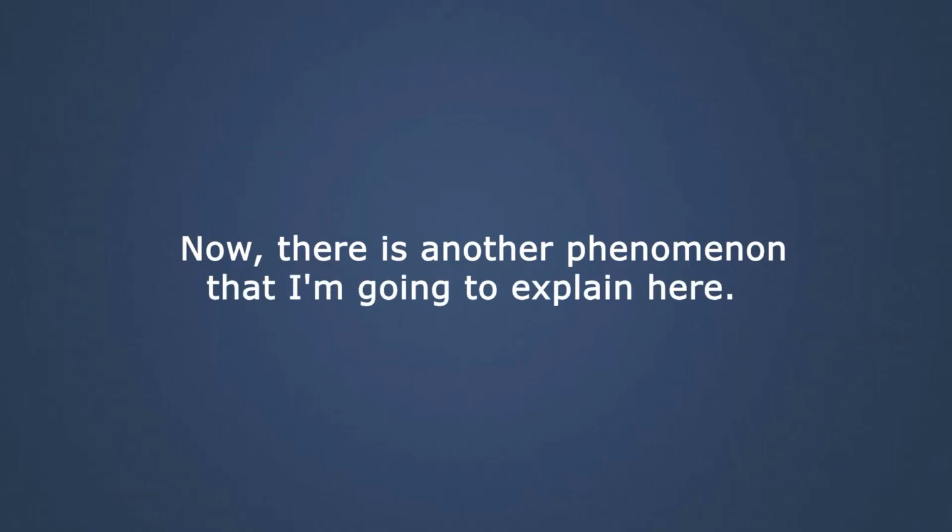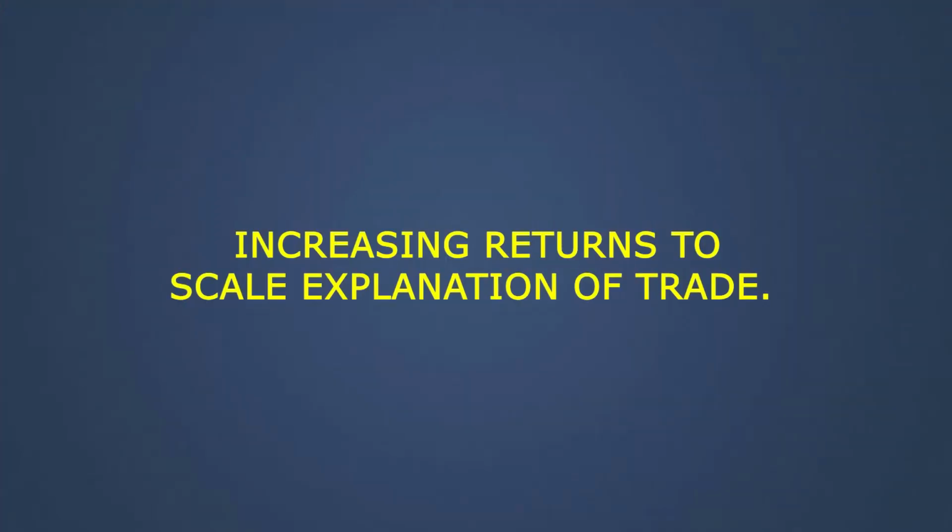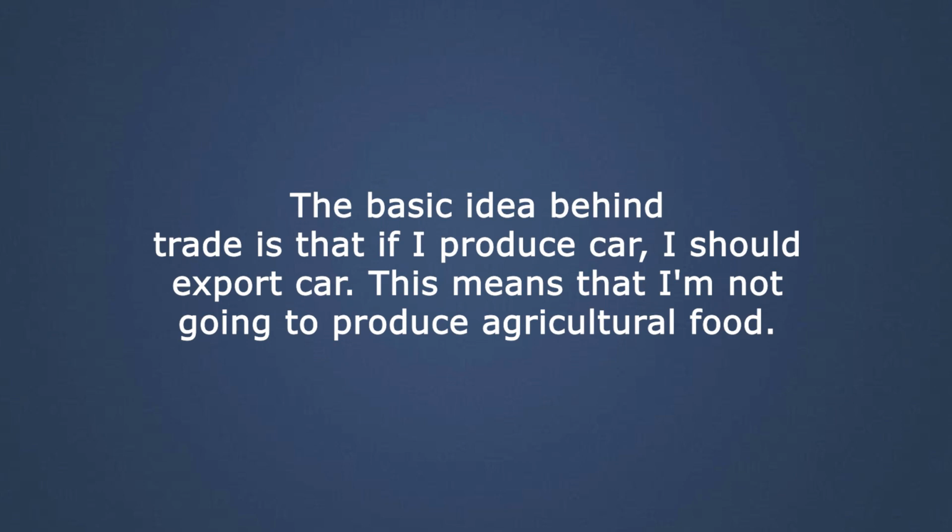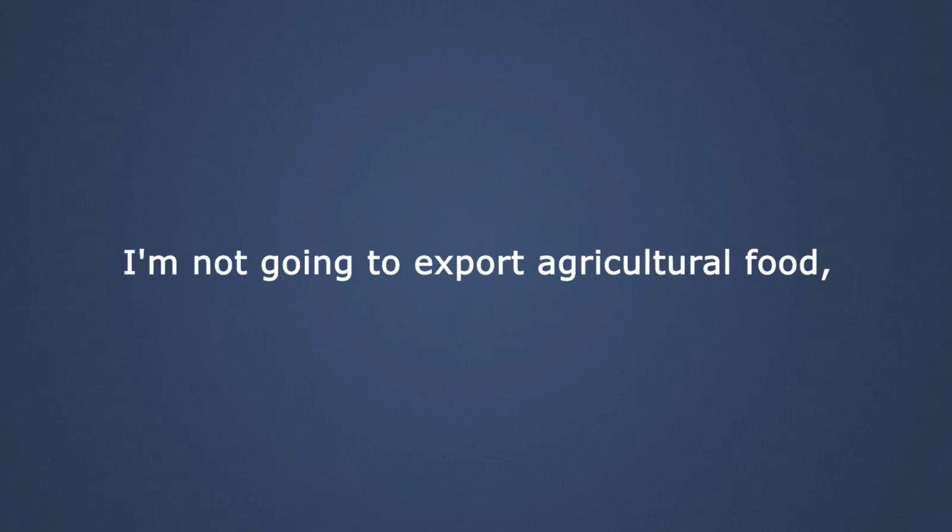Now, that was the labor capital or factor endowment theory of trade. Now, what after that? Now, there is another phenomenon, the diagram that I am not going to explain here. So there is another concept that is very new, I must say. This is called the increasing returns to scale explanation of trade. Let me tell you the background story of this thing a little bit. Because the basic idea behind trade is that if I produce car, I should export car. This means that I am not going to produce agricultural food. I am not going to export agricultural food.